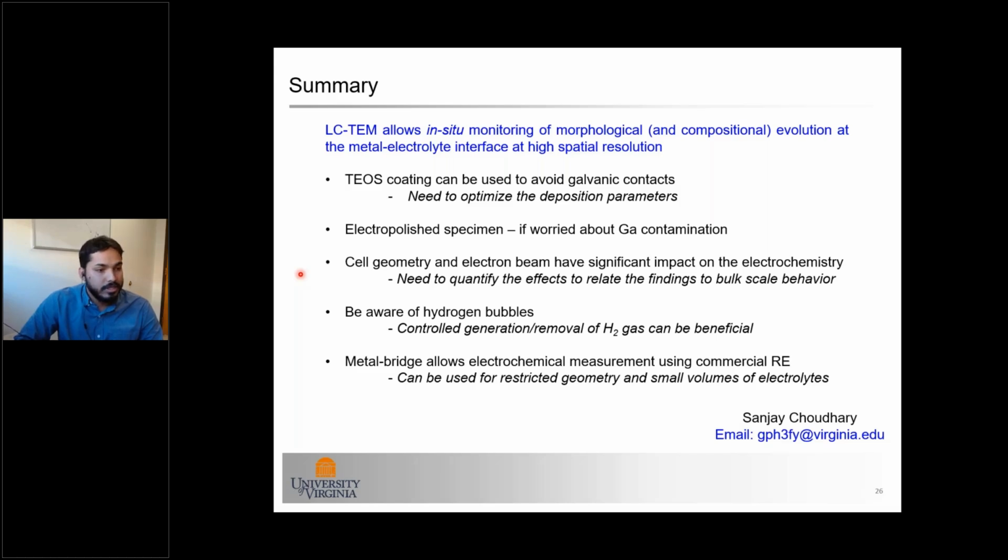We could see that imaging, we can get a better imaging, but I see much more and very interesting work with that. And then for all these things, metal bridge could be of use, confirming if the TEOS has fully covered the platinum, or if you want a controlled hydrogen generation. Effect of anything on the electrochemistry, metal bridge could be of use. And then again, as I said, it is not limited to only in-situ TEM, can be used for any restricted geometry or small volume of electrolyte.